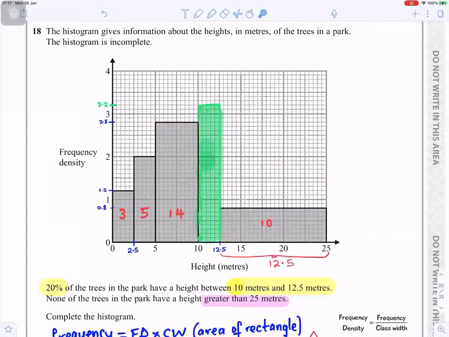The histogram gives information about the heights in meters of the trees in the park. The histogram is incomplete. 20% of the trees in the park have a height between 10 meters and 12.5 meters. None of the trees in the park have a height greater than 25 meters. Complete the histogram.